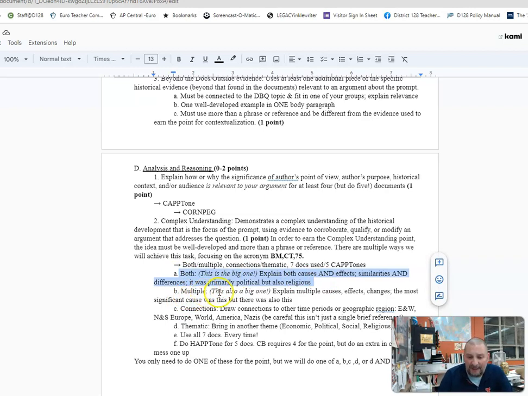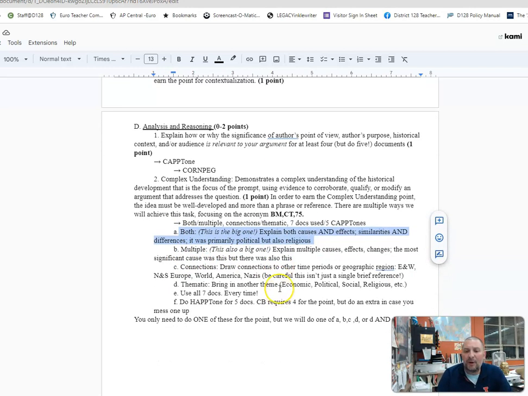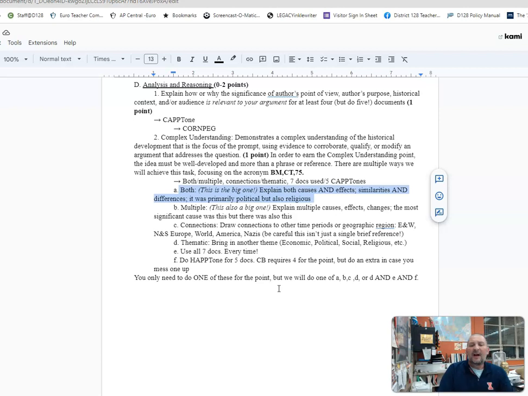Multiple, this is also a big one. You're going to explain multiple causes, effects, changes. If the question asks for the most significant difference between these two events, you're going to describe the most significant difference, but then you're going to say there was also this difference. So that's the multiple. You're doing more than just one. So both, multiple, one of those would be enough to get complex understanding.